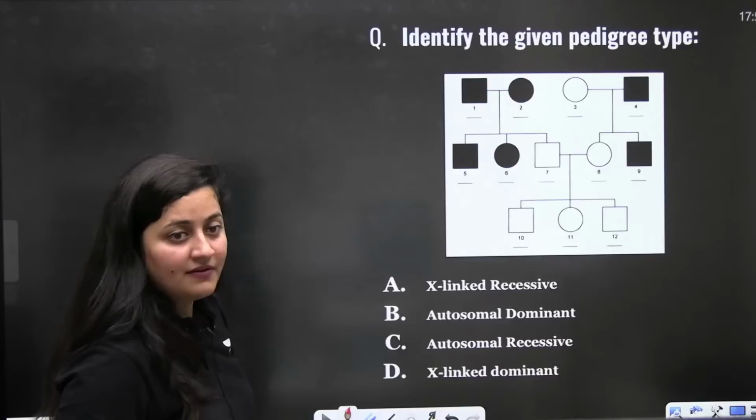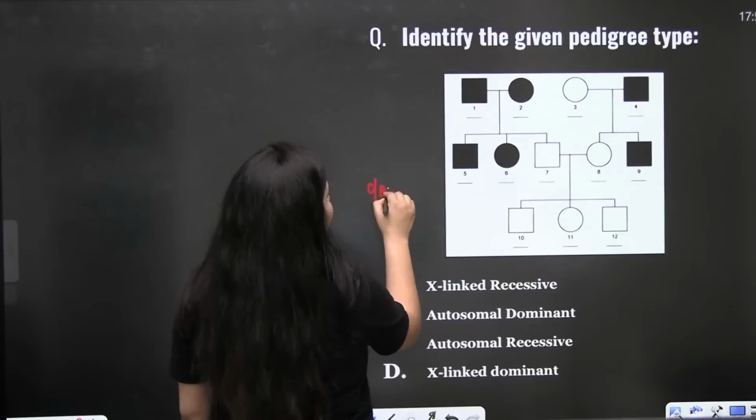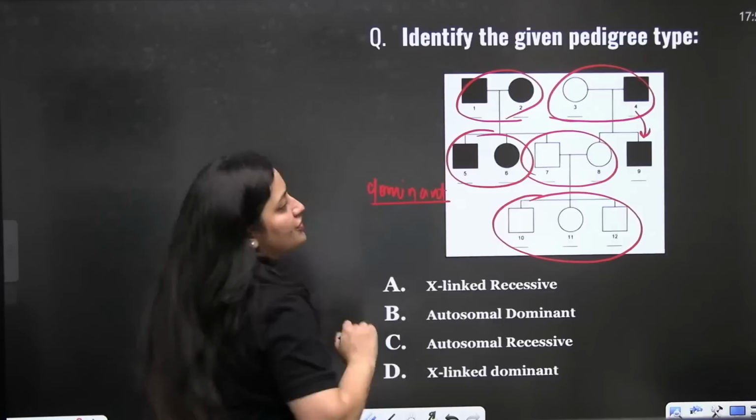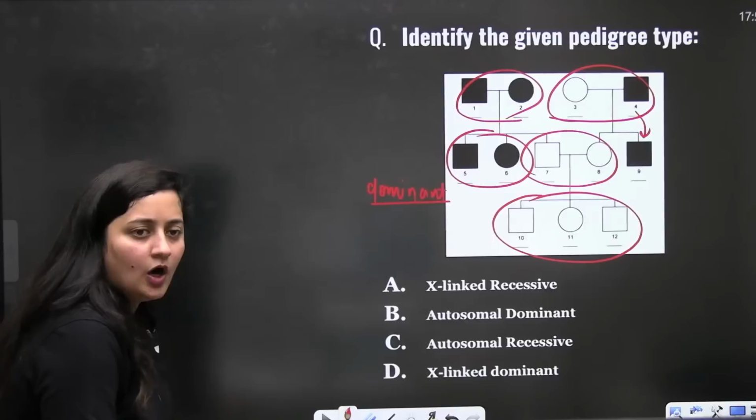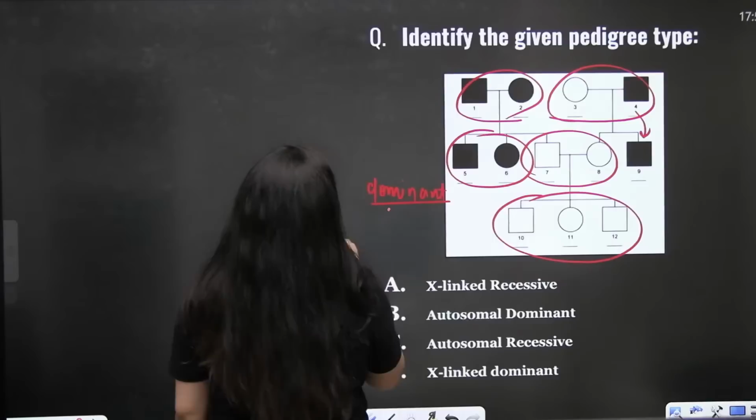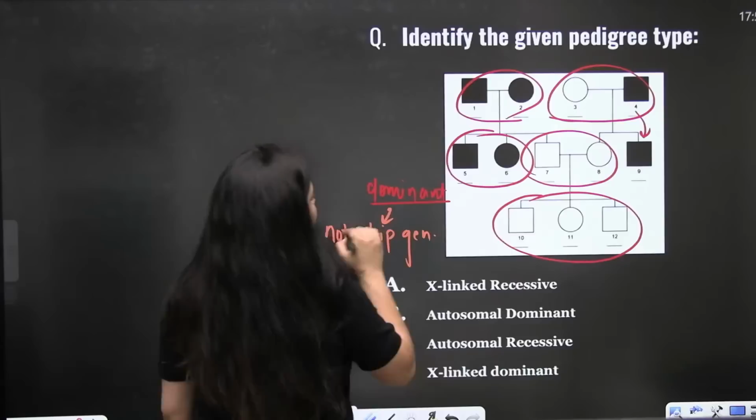Check it properly. It is dominant, isn't it? Here, see, parents are normal, next generation is normal. Parents are affected, next generation is affected. So, of course, it is dominant. But in the case of dominant, generation will not be skipped. Write down: in the case of dominant, the generation will not be skipped. So definitely it is dominant.